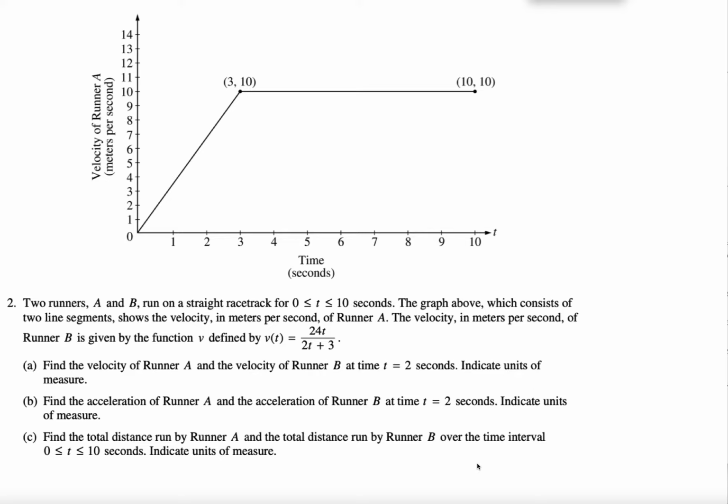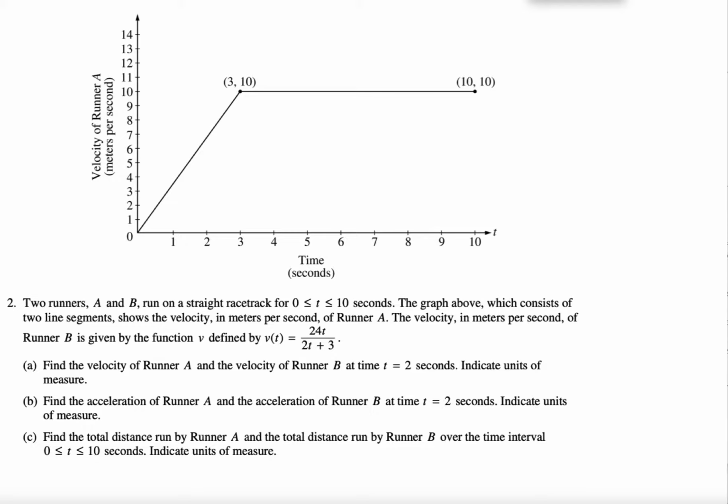So let us look at 2000 number 2. It says two runners, A and B, run on the straight racetrack for t goes from 0 through 10. And the graph above, this one, is actually for runner A. And velocity in meters per second for runner B is given by this equation.